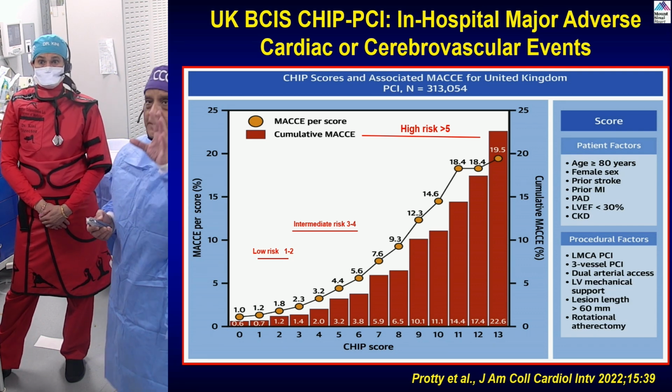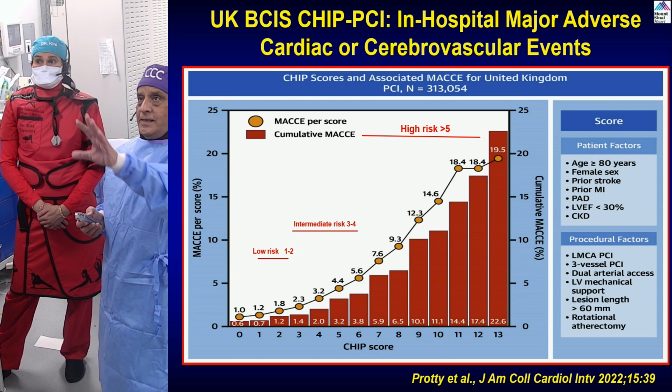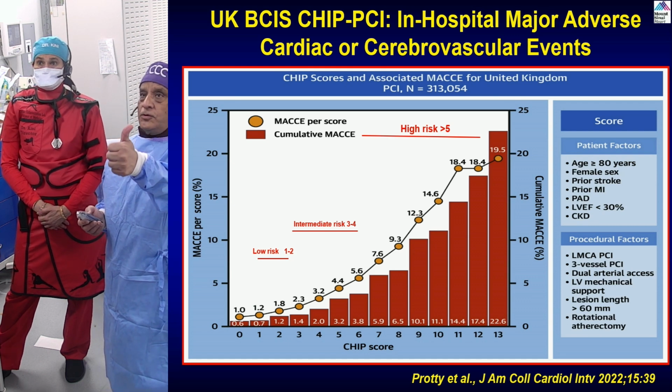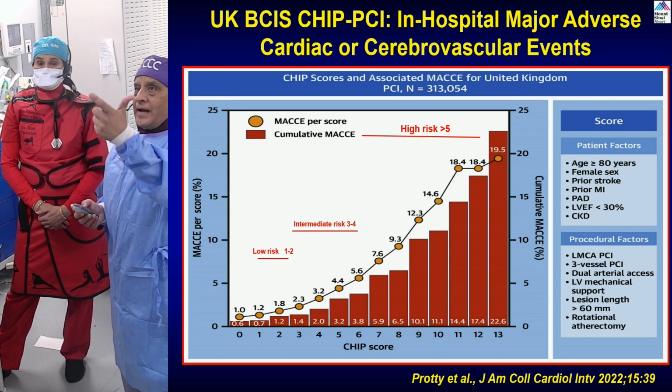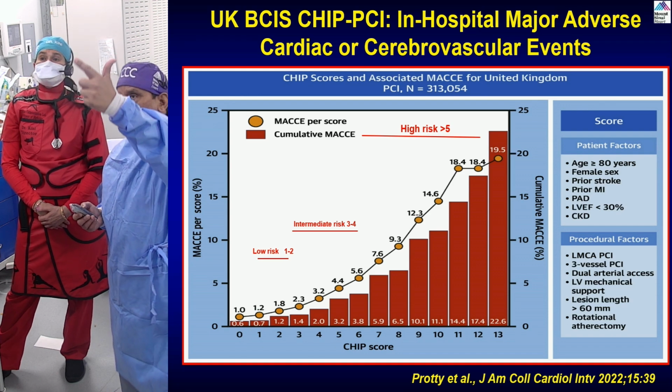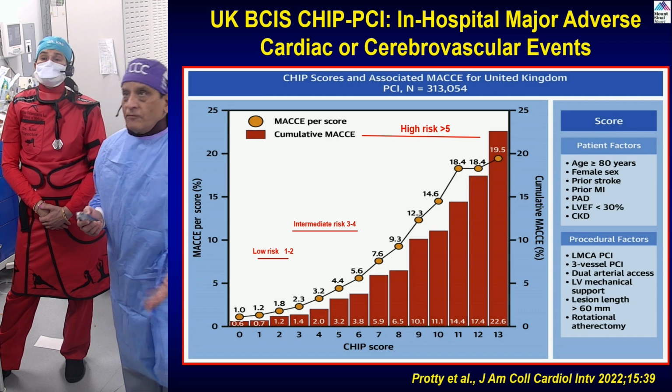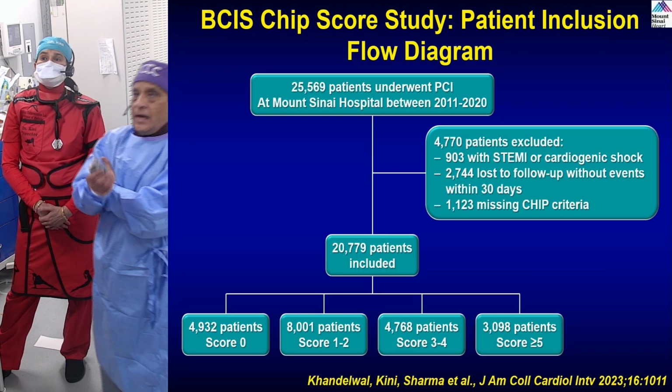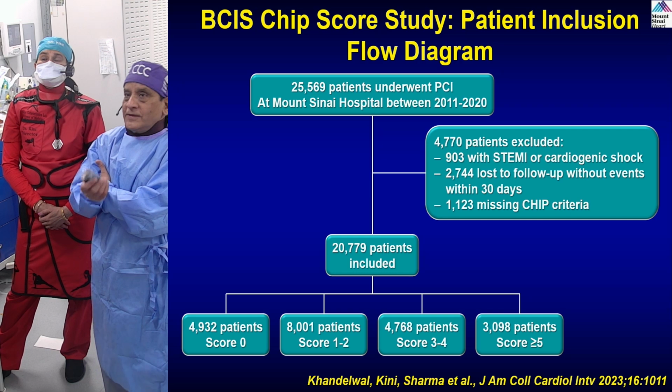What we divided at that time, let's divide these patients, which is not part of the paper, into 3: low risk, intermediate, and high risk. We divided low risk 1 to 2, intermediate 3 to 4, and high risk 5. Why? Look at the high risk. All of a sudden 1 becomes 4, and then it continues to increase. So with that note, what we did is a Mount Sinai analysis of 21,000 patients.